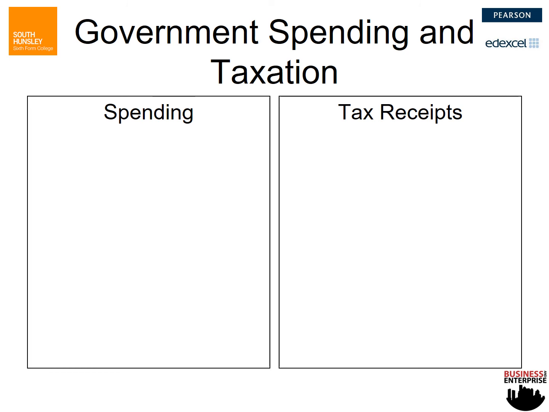You should now be on your second column. Tax receipts are the different places that the government gets its money from. And again, I want you to try and write down the names of the taxes that you know of. What are the 5 or 6 main taxes that the government has to raise the money for all the spending that you've just made a list of?